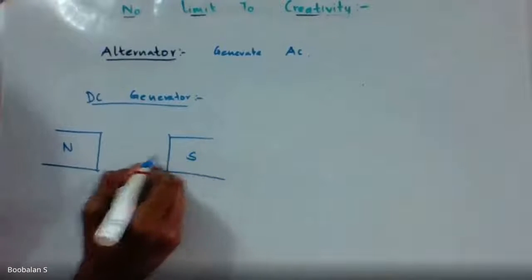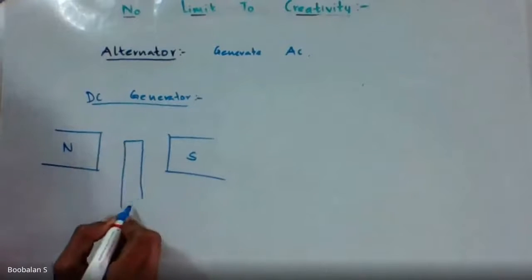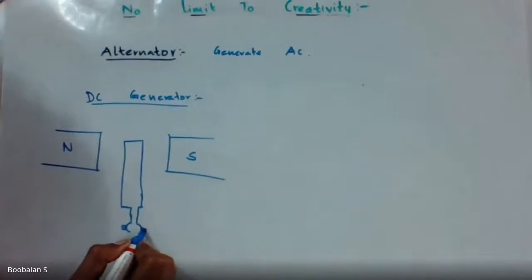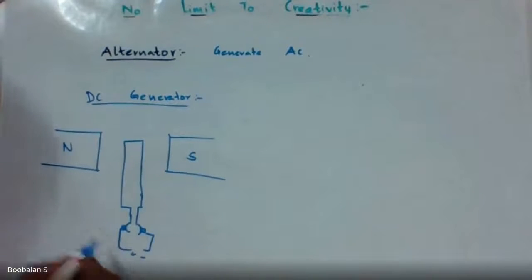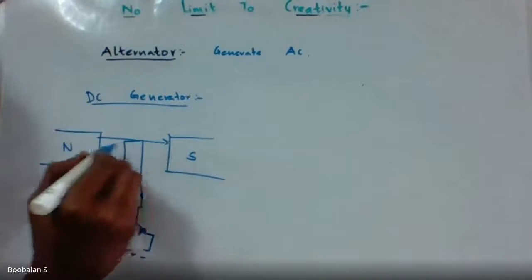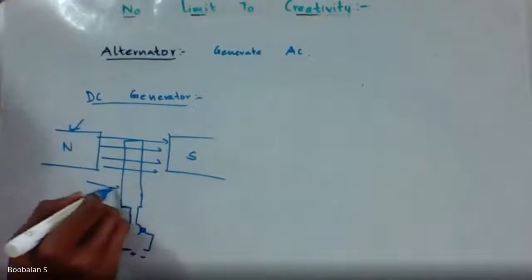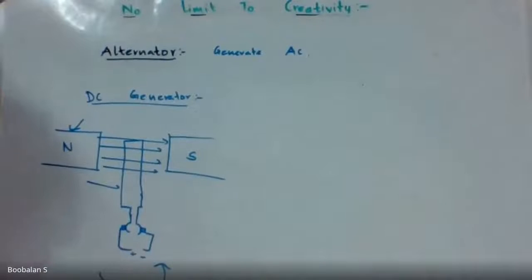North pole, south pole, and there is a rotor. I'm going to connect it with a brush and slip ring, and get the output over here, plus and minus. This is the setup. The north pole's flux lines are moving. This is called my stator, and this is called my rotor. I'm just going to rotate it manually.